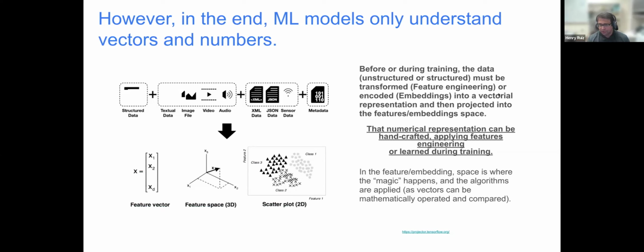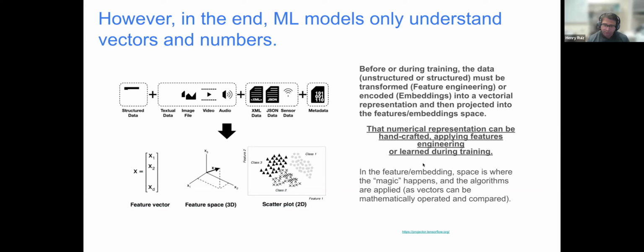Or the data can also be encoded. We can train a model that is able to pack or represent the data using a different kind of feature space, and this is what we call embedding. In summary, we need to transform our data into a vectorial representation and then project that into what we call the feature or embedding space. That numerical representation can be handcrafted using feature engineering, or it can also be learned during training.